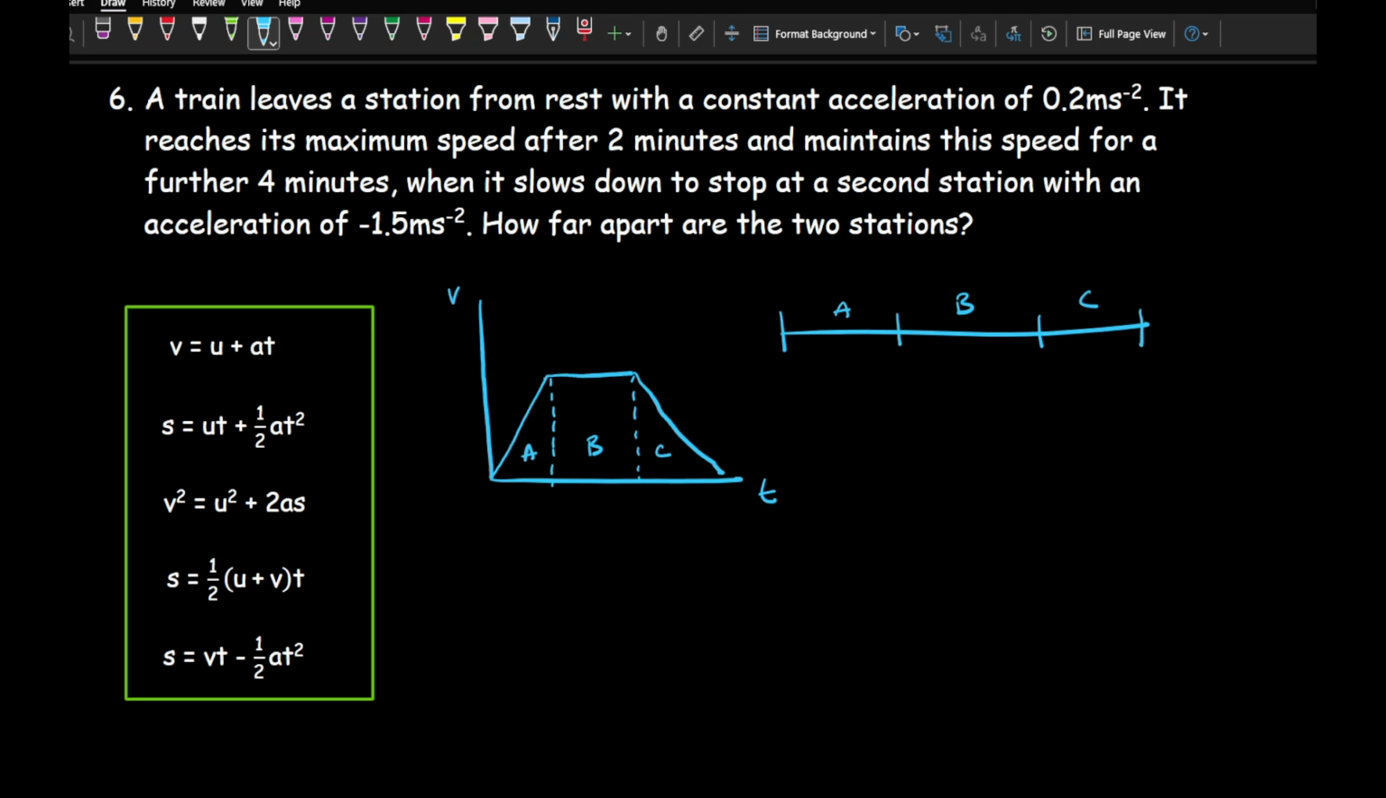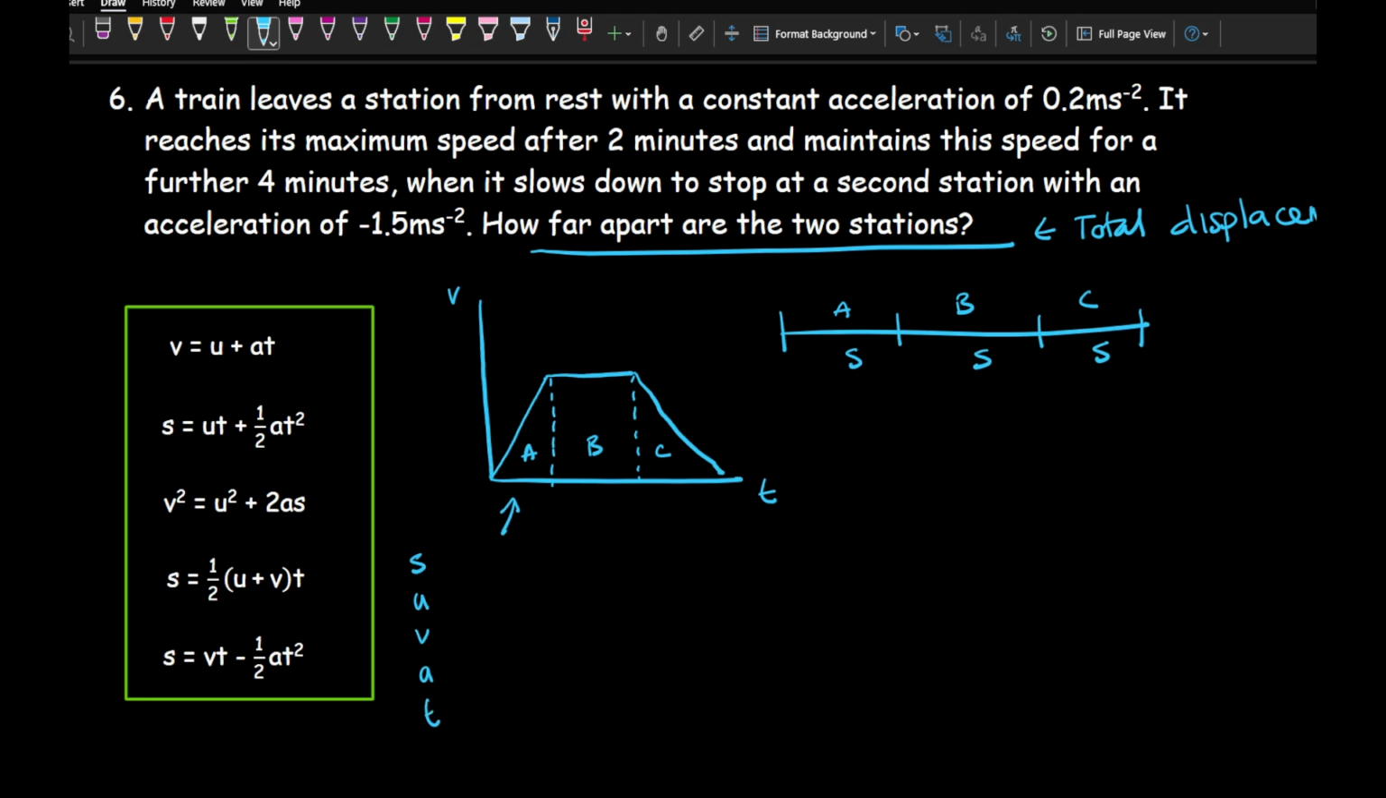So if we look at this very first one, what we're ultimately trying to find is S. So what we need to do is find the total displacement. So for each of those 3 sections, we need to find S in every single one of these. So looking at the first section, and if I start by writing SUVAT, then what we know from that first section is that we are trying to find S. The initial velocity is going to be 0. The final velocity we don't know. We know that the acceleration is 0.2 meters per second squared, and the time is 2 minutes. Now, what you need to do is just be mindful of the units being used.